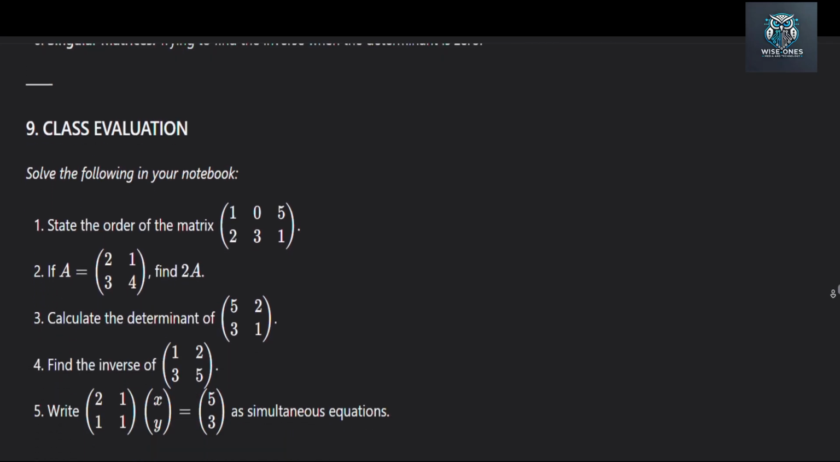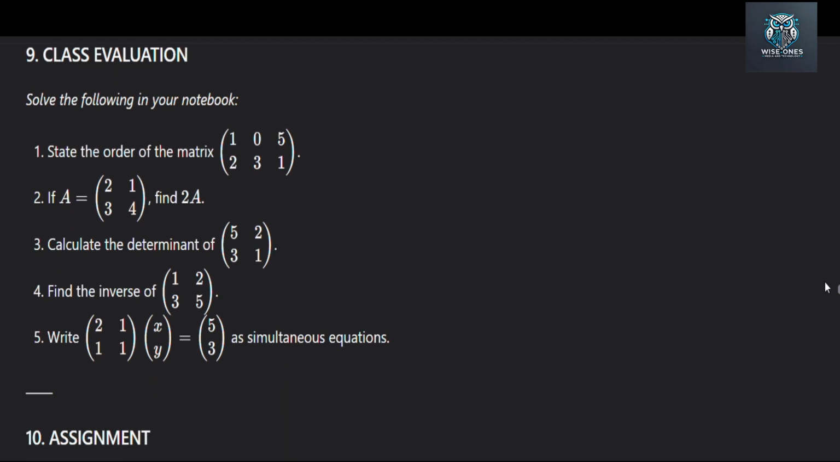Section 9. I want you to pause the video and solve these in your notebook. Question 1. State the order of the matrix with first row 1, 0, 5. Second row, 2, 3, 1. Question 2. If A equals a matrix with first row 2, 1, second row 3, 4, find 2A. Question 3. Calculate the determinant of a matrix with first row 5, 2. Second row, 3, 1.